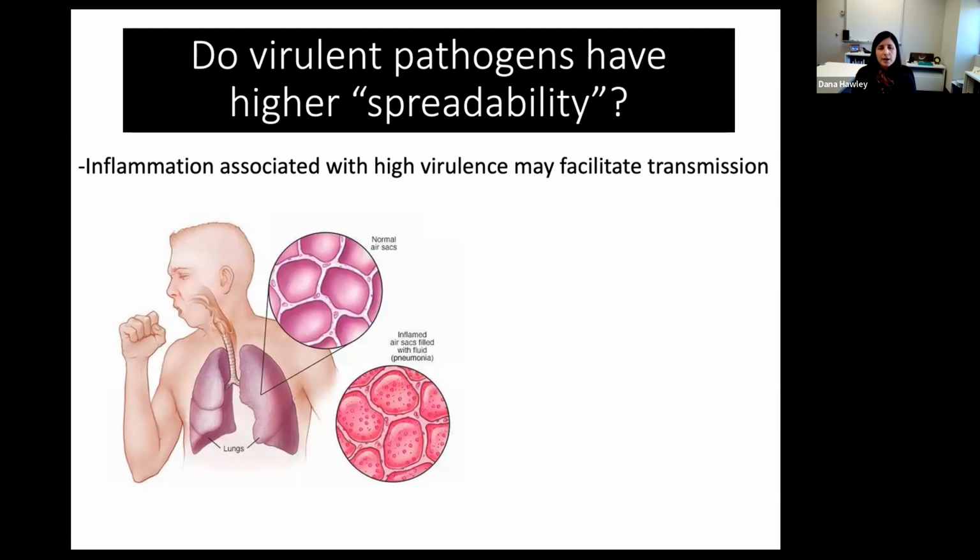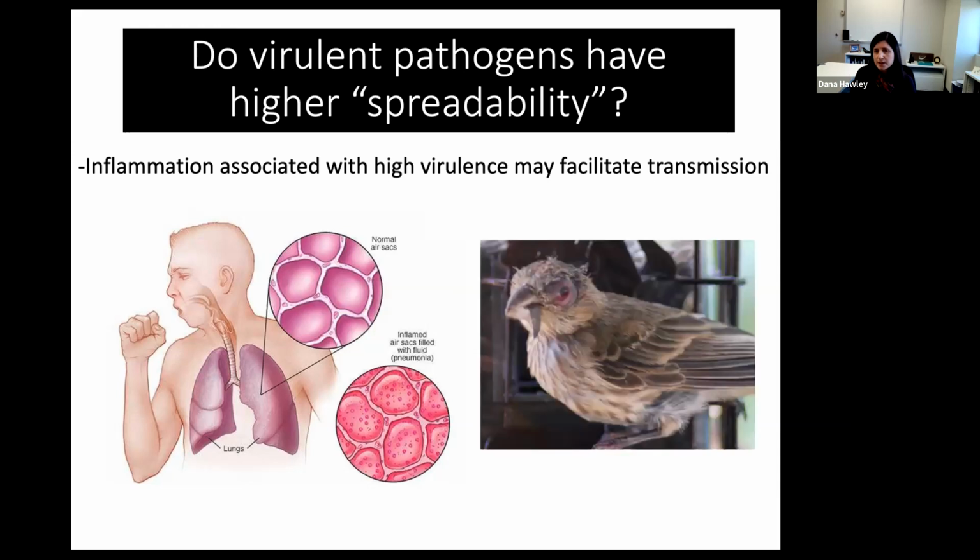For example, infections that are more virulent may cause higher inflammation, and that may make the host cough more and therefore expel more of the pathogen load that they have inside of them. For the house finch system, more virulent infections are associated with more inflammation, more exudate, mucus coming out of those conjunctiva. And therefore, perhaps that facilitates deposition of the pathogen onto bird feeders.